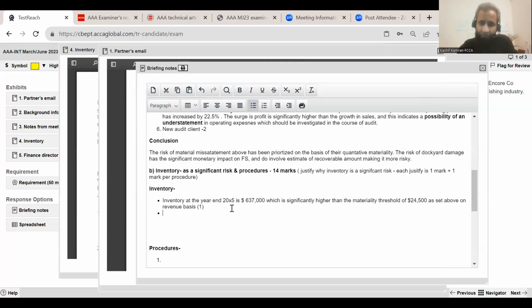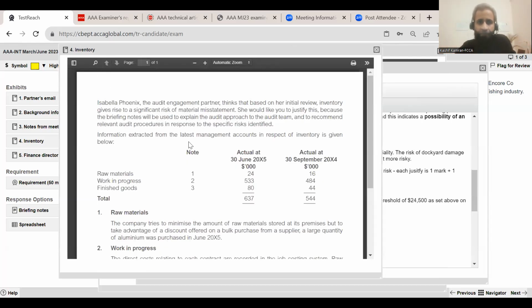Next reason why inventory is a significant risk. Within the inventory, you have note number 1, note number 2, note number 3. These can become 3 specific reasons why inventory is a significant risk. Look at the raw material inventory first. Note number 1, raw material inventory has increased from 16,000 to 24,000. There is a significant surge in raw material inventory. That is one issue. Raw material inventory has increased by almost 50% over the last year. So that is one reason.